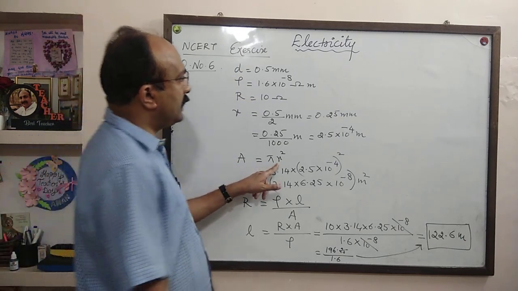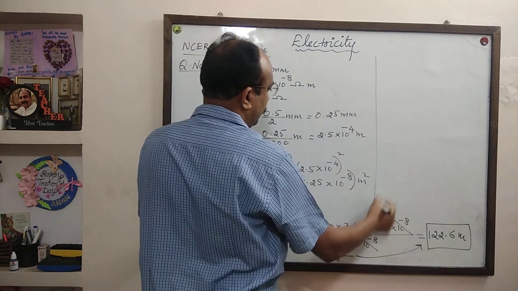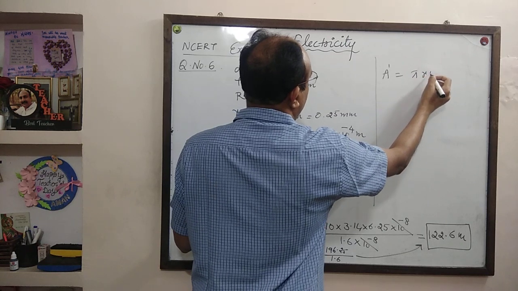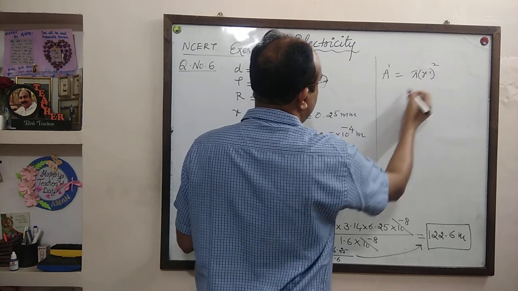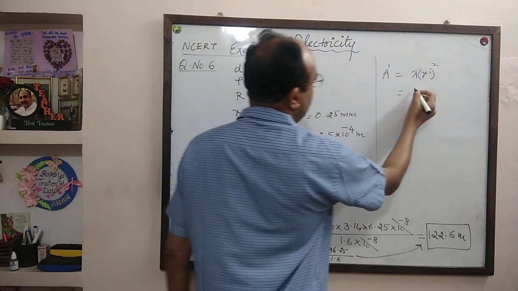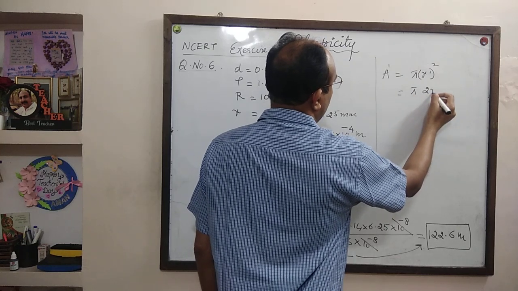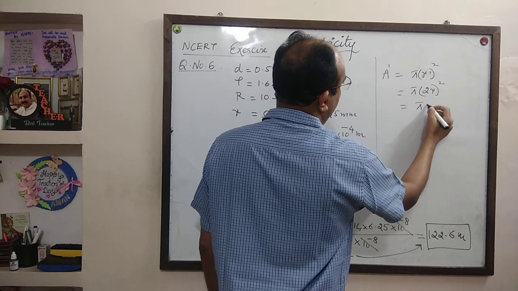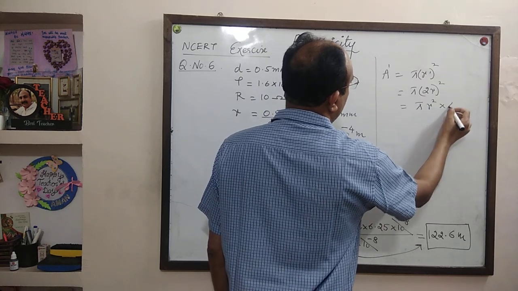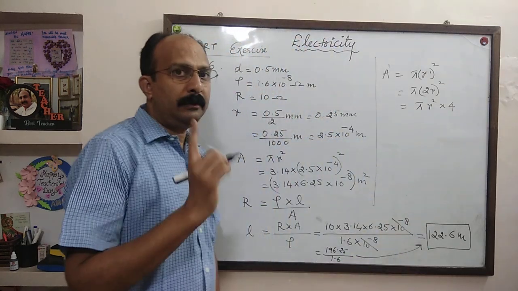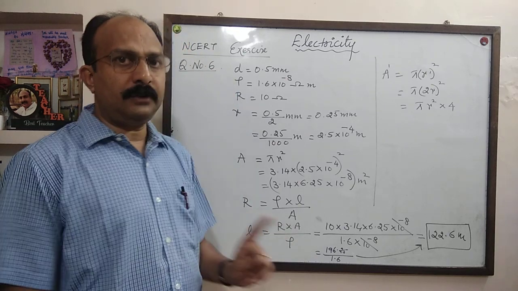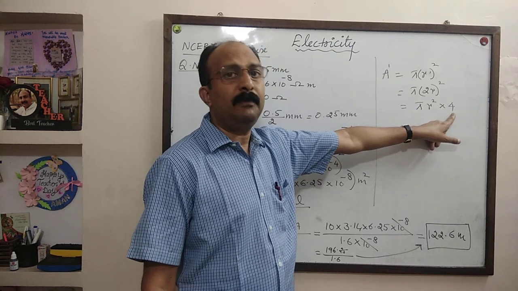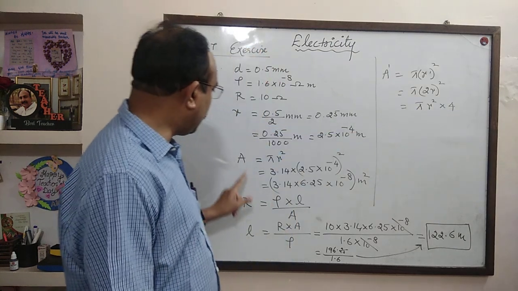A is pi r square. Let us say the new area is pi r dash square. Now what is r dash? Double. That is pi into 2r the whole square, that is pi r square into 4. So remember, whenever the radius of a wire is doubled, area of cross section will become 4 times. Now you come to this formula.